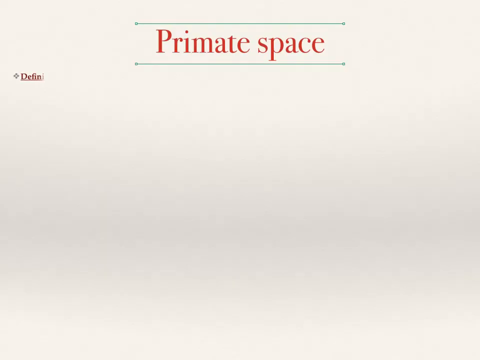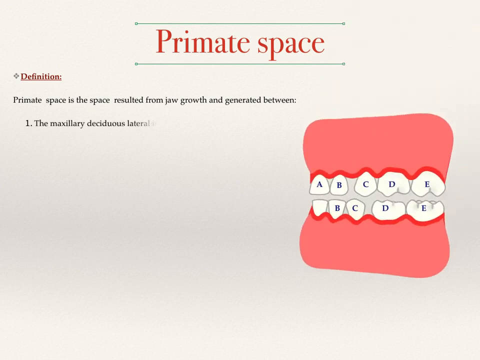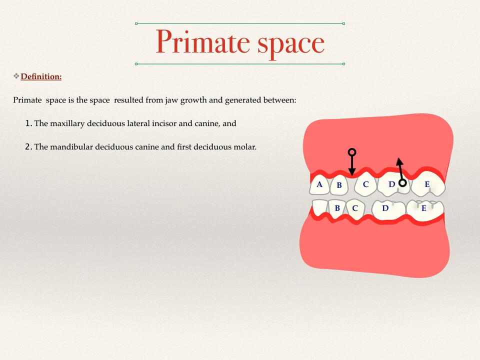Primate space. Primate space is the space resulting from jaw growth, generated between the maxillary deciduous lateral incisors and the canine on the upper side, and between the mandibular deciduous canine and the first deciduous molar on the lower side.